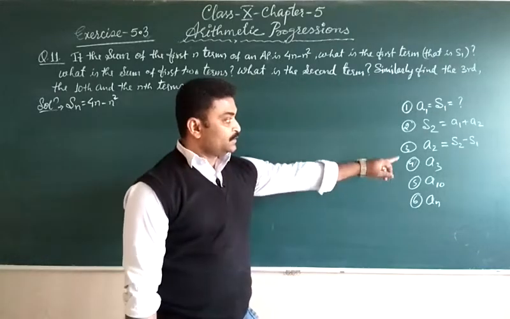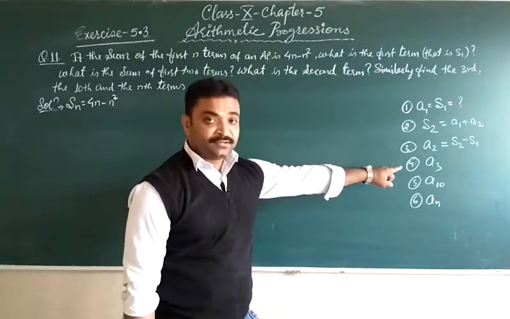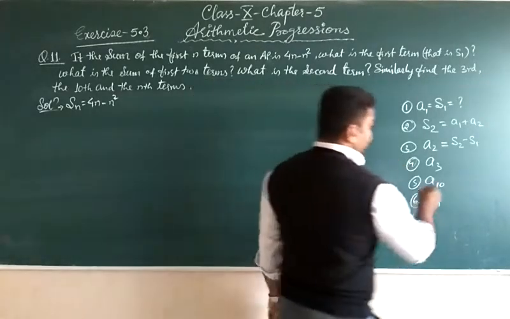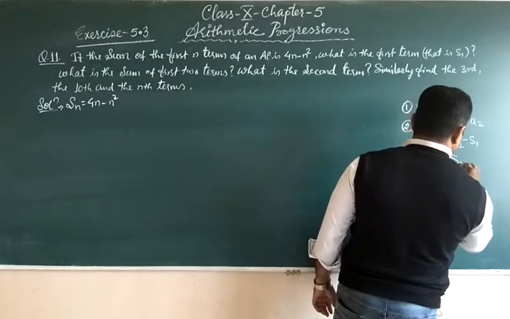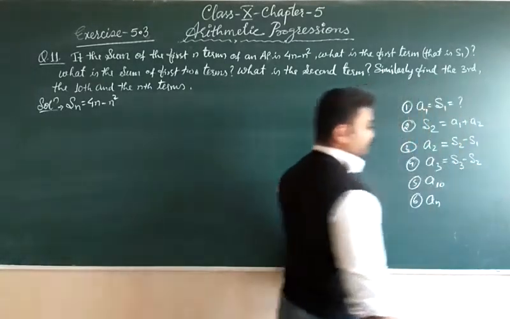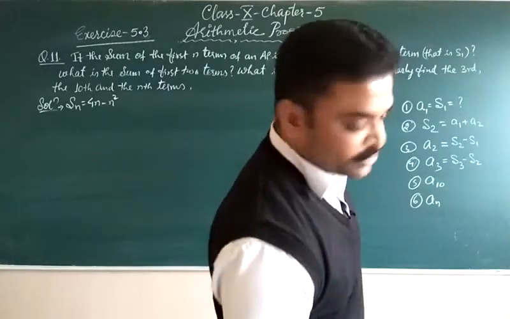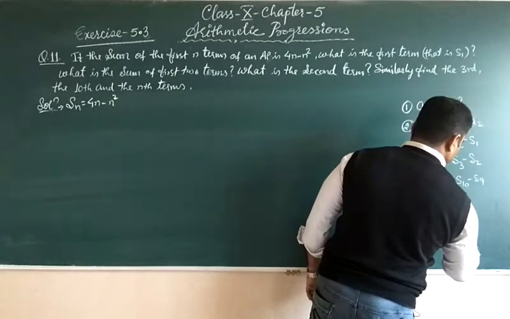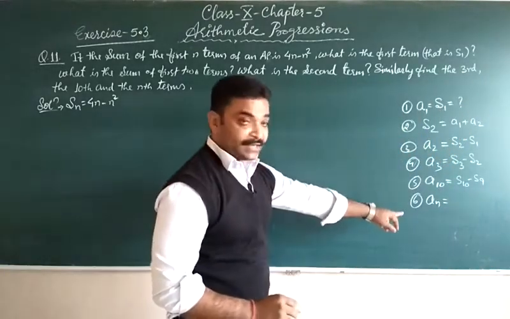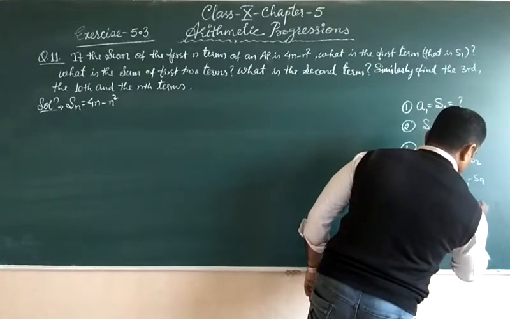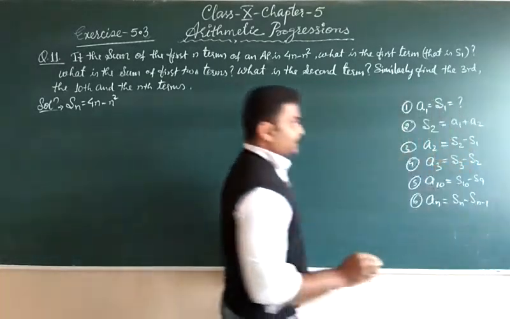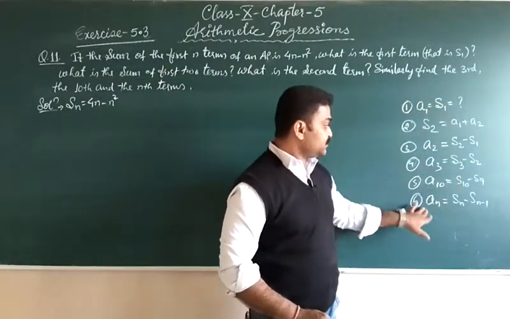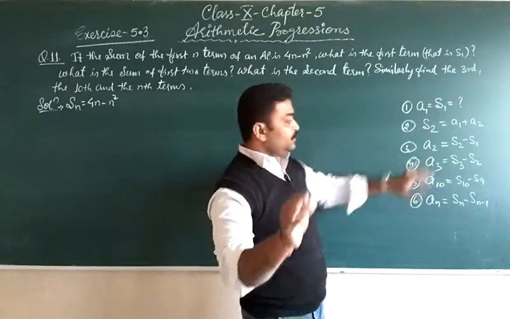Clear? Similarly, when we find A3, we will write here S3 minus S2. Similarly, A10 is equal to S10 minus S9, and at the last An is equal to Sn minus Sn minus 1. So students, we have to find all these things to get these terms. Clear? Now be ready.